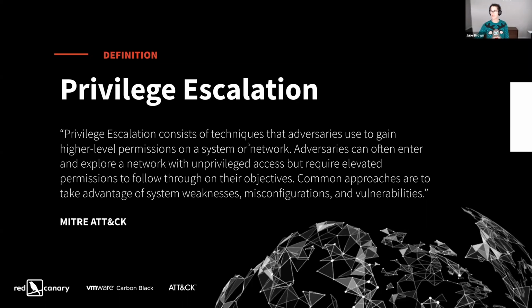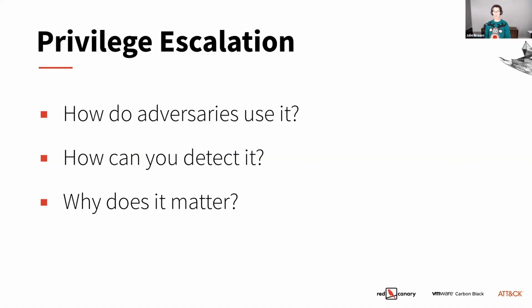So today we're going to talk about 3 things. How do adversaries use privilege escalation? And what does that look like on different operating systems? So we'll be looking at Windows, macOS, and Linux. And for each operating system, look at how do adversaries use privilege escalation in the wild? How can you detect it on each of those operating systems? So we'll go a little bit into what sort of data to collect, and then how to detect privilege escalation per operating system. And then finally, why does it matter? And why is privilege escalation something that we should care about in our environments?